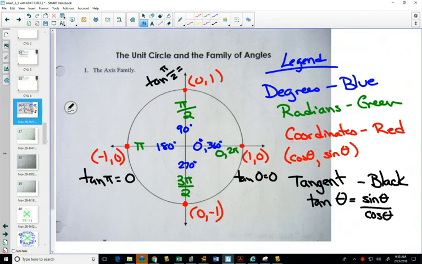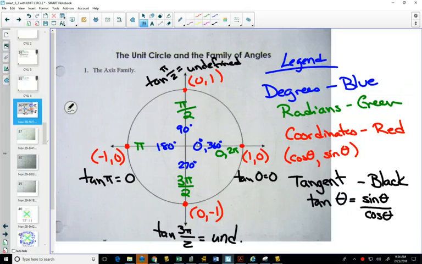y coordinate divided by my x coordinate, 1 divided by 0. What's 1 divided by 0? It's an error. And so what we'll write on here is undefined. It's not possible. If you type it into your calculator, tan of 90 degrees, you'll get an error. If you're in radians and you write tan of pi over 2, you'll get an error. And same thing down here, when I try to do tan of 3 pi over 2, it's also undefined. And so here's our first family, the easiest one.